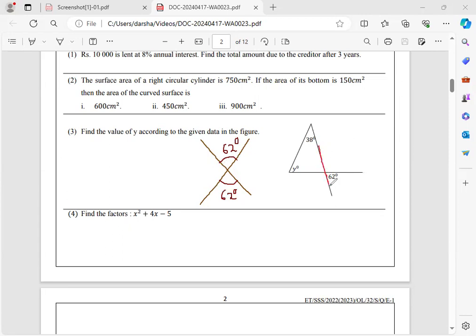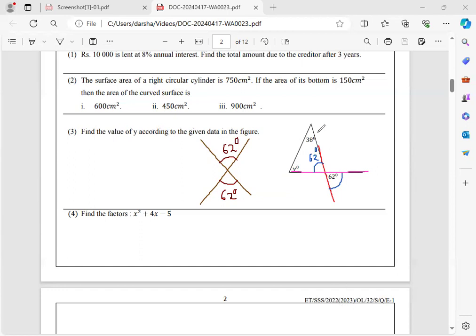Look at this line. Then I can draw a line like this. So if this angle is 62 degrees, then this angle is also 62 degrees. Why is that? Because they are vertically opposite angles.